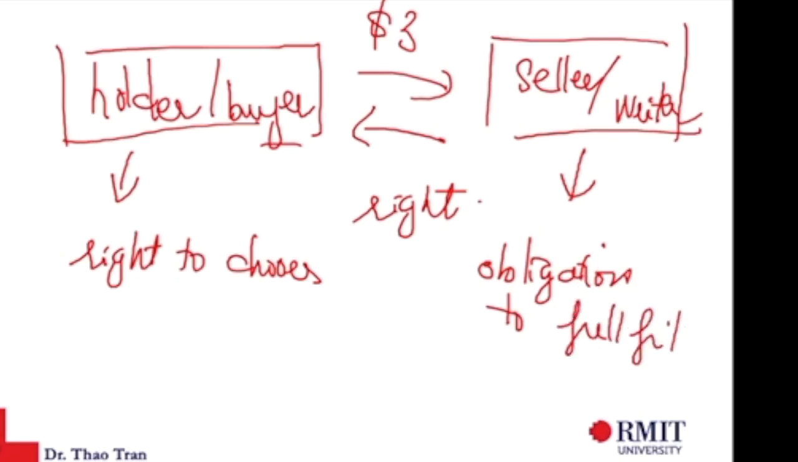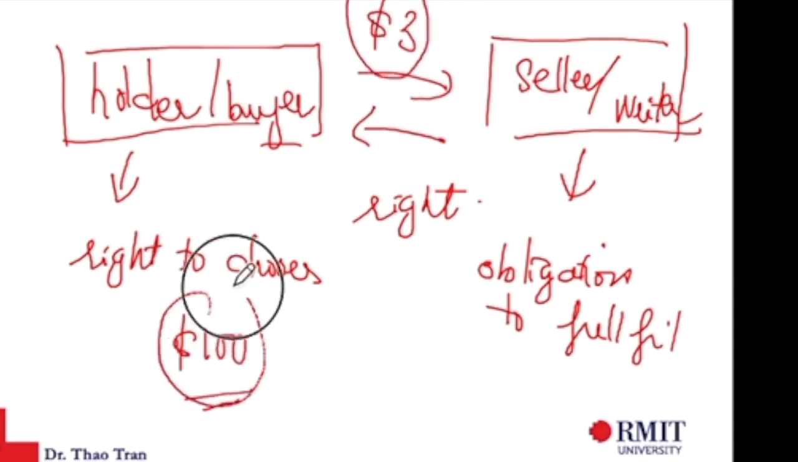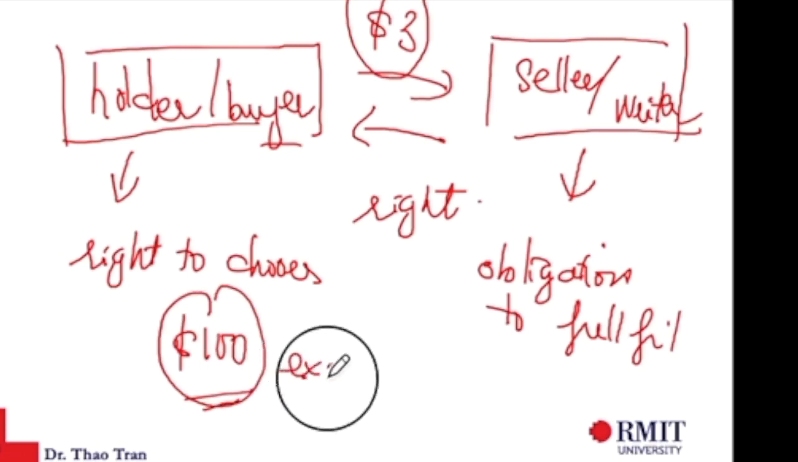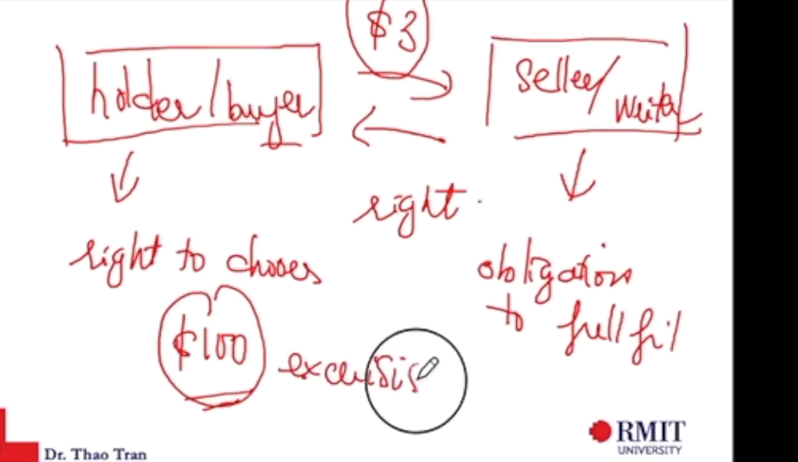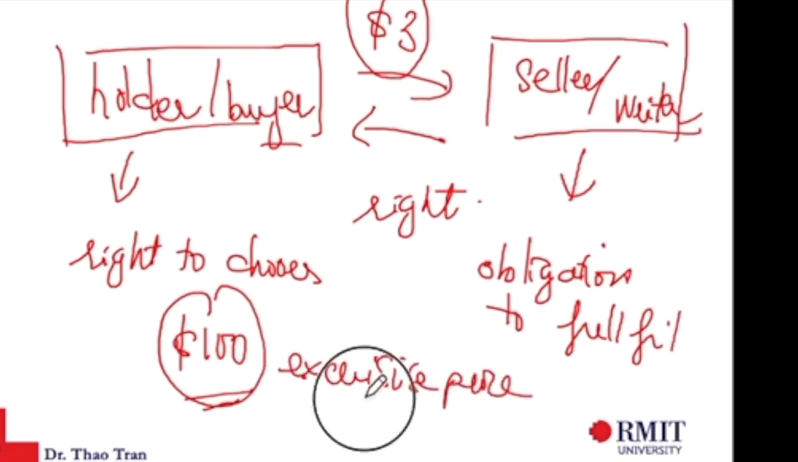The $3 here is the so-called option premium, or just the premium. It represents the fair price of the option, and in a well-functioning market, it would be the value of the option. Under the contract, I will have the right to buy at $100. So this is the premium, and this is the so-called exercise price, or the strike price.